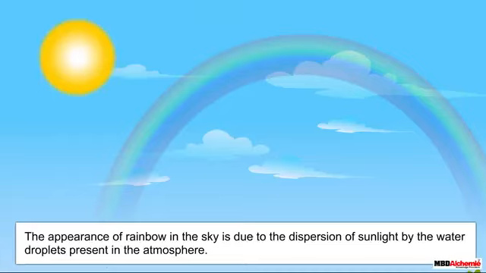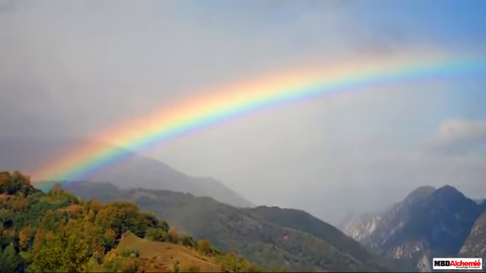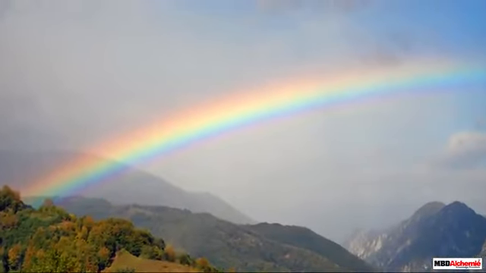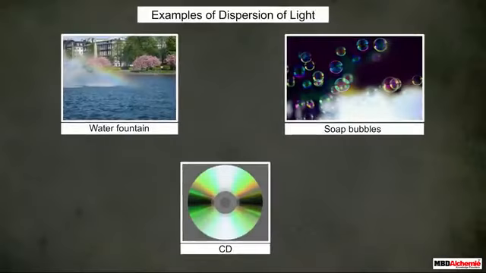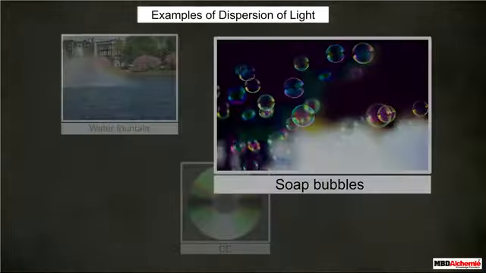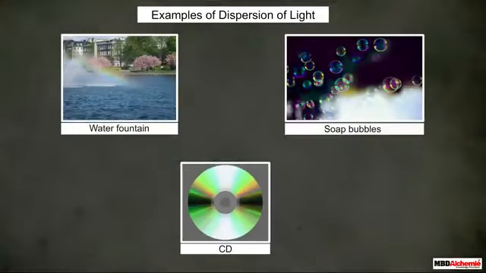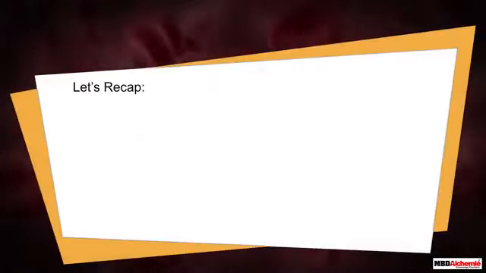in the atmosphere. Dispersion of light not only results in the formation of a rainbow, but we can see this effect in our day-to-day life as well. For example, the beautiful band of colors we observe in water fountains, soap bubbles and CDs are all due to dispersion of light. Let's recap.